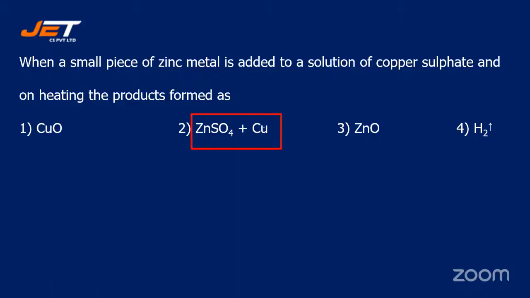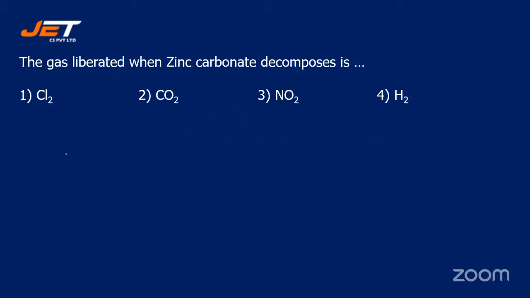Yes, it is zinc sulfate plus copper. Whenever a small piece of zinc metal is added to copper sulfate solution, in such cases, you will liberate zinc sulfate as displacement. Here copper is displaced by zinc metal, that is zinc sulfate, and copper is liberated freely. That is, the combination of zinc sulfate and copper is the answer. So whoever has done it correct got full marks.